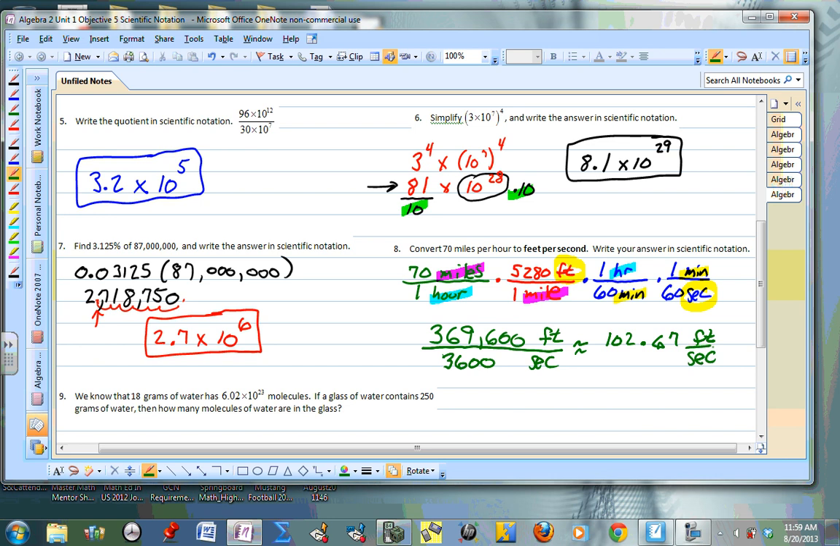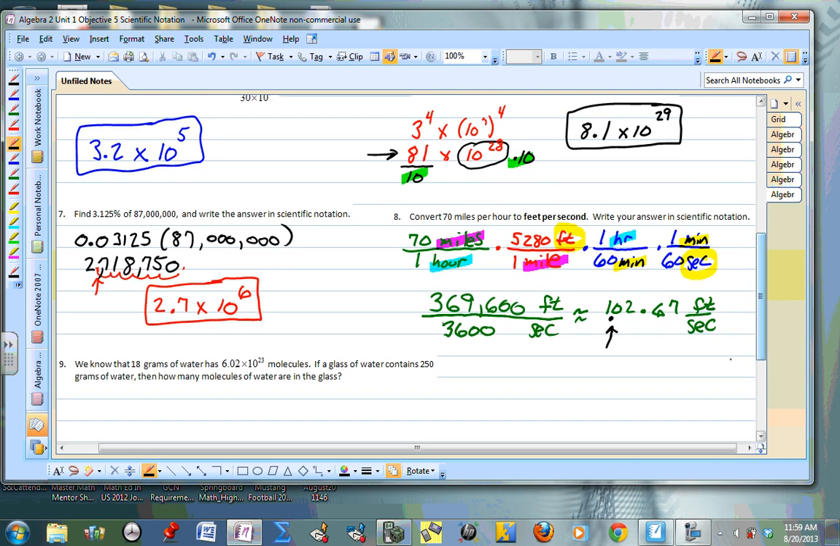Now, one last thing for us to do. The directions told us to express our answer in scientific notation. So let's talk about placing the decimal here to get a value between 1 and 10. So 1.0267 times 10 to a power. From where we place the decimal to where it was originally is 2 places. So this will be times 10 to the second power. And of course, we'll include the units in our answer.